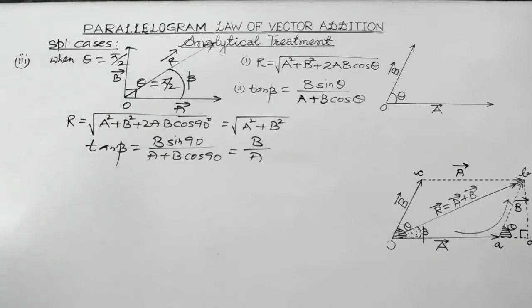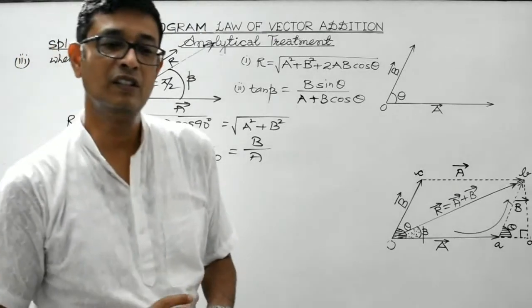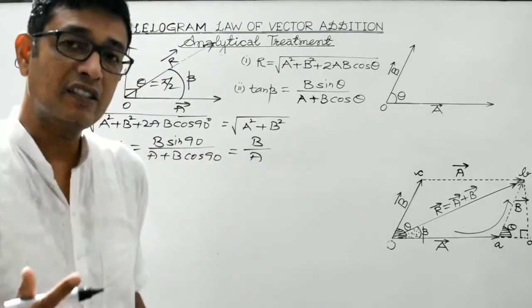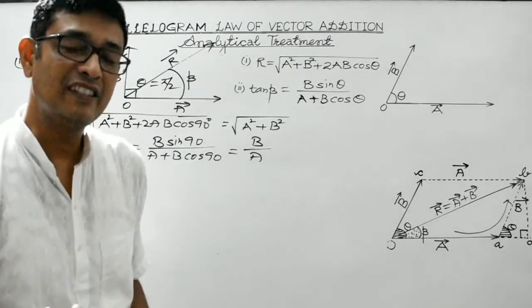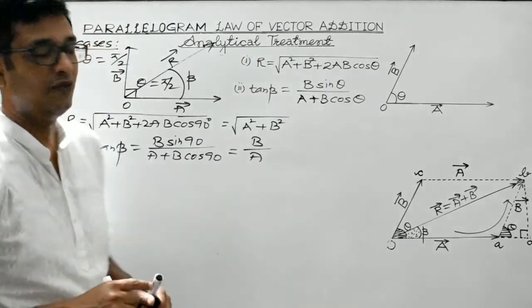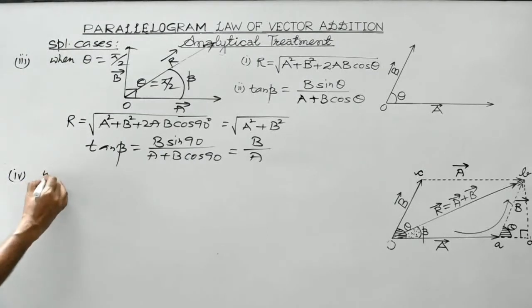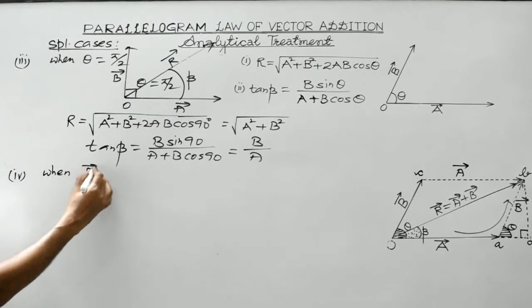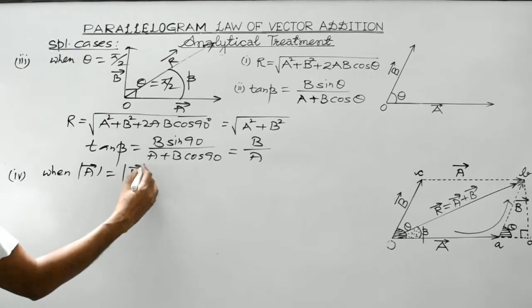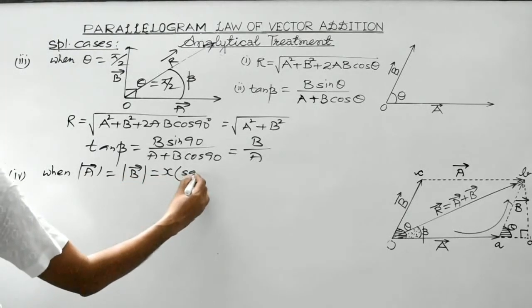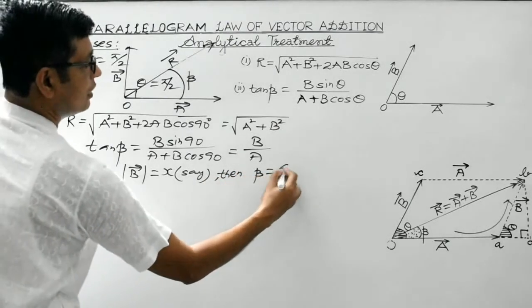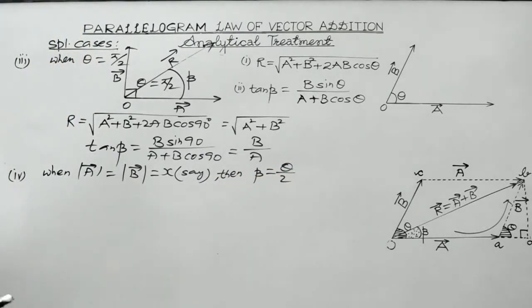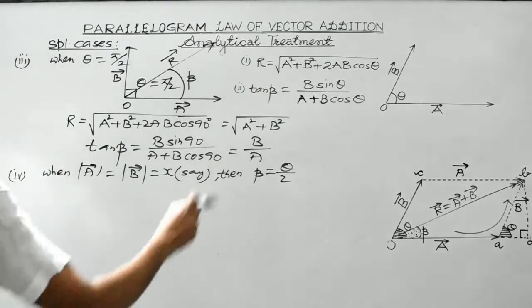Now let's try case 4. Case 4 is, students, when the two given vectors are of equal magnitude, then their resultant tends to bisect the angle between them. Right? So what we are going to prove is that when magnitude of A is equal to magnitude of B is equal to X, say, then beta is equal to theta by 2. This is what we are going to prove, right? So consider this one.